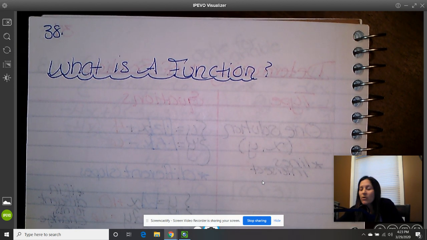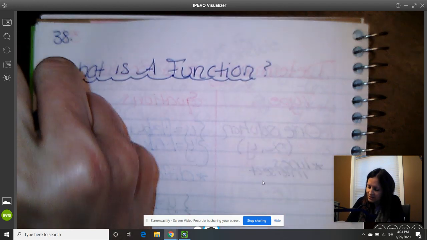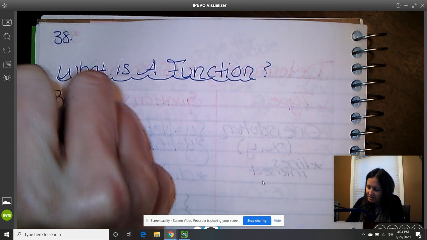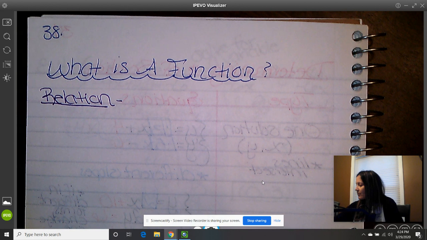Okay. So before we get started, we need to understand what a relation is. A relation is our first vocabulary word.